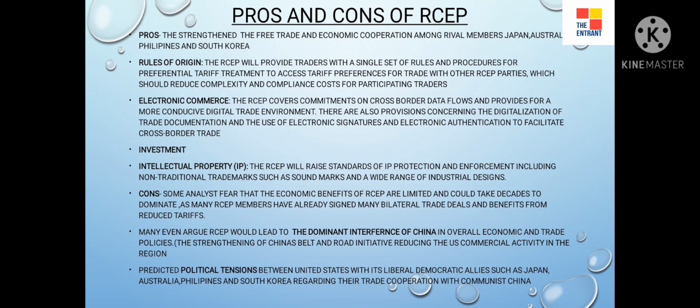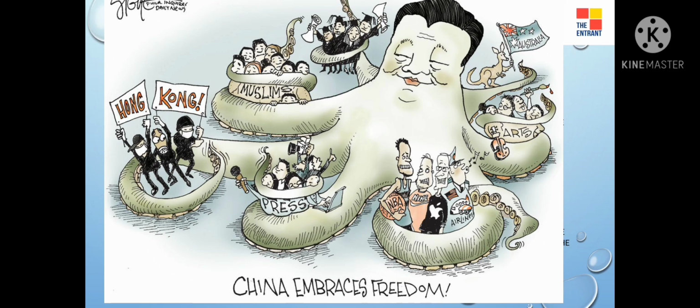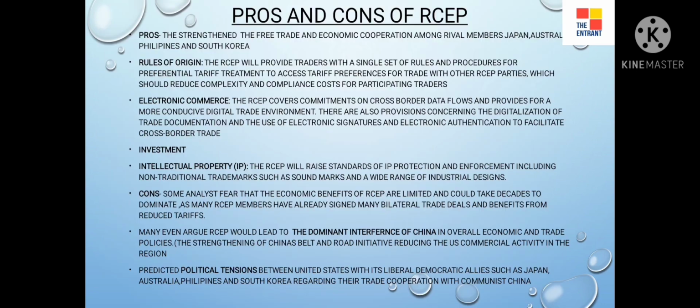And the next point, many even argue RCP would lead to the dominant interference of China in overall economic and trade policies, the strengthening of China's Belt and Road Initiative, and reducing US commercial activity in the region. All of us are aware of China's tendency to dominate other countries' integrity and sovereignty. China is building a lot of developmental projects in many countries like Sri Lanka, Djibouti, etc., so as to increase Chinese influence in the global atmosphere and counterbalance US hegemony.